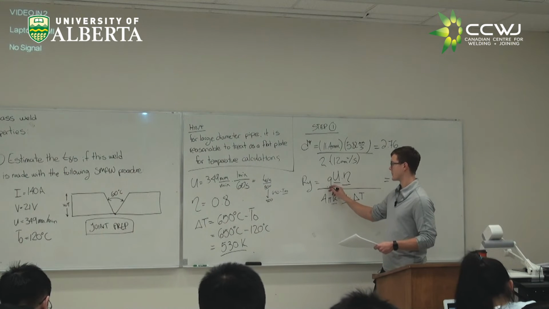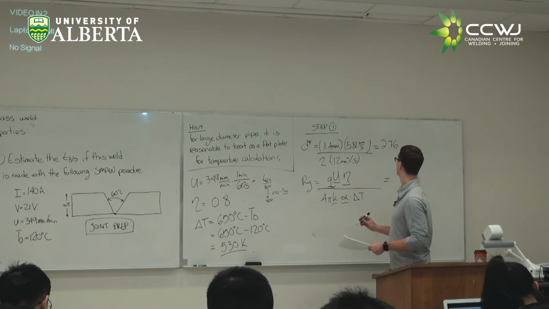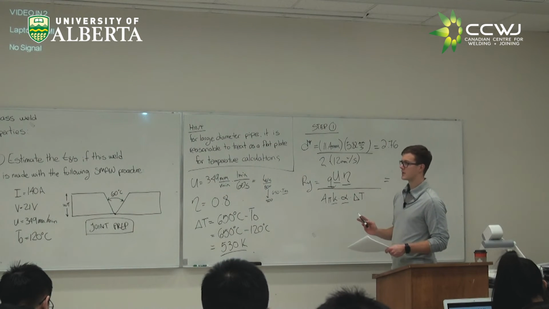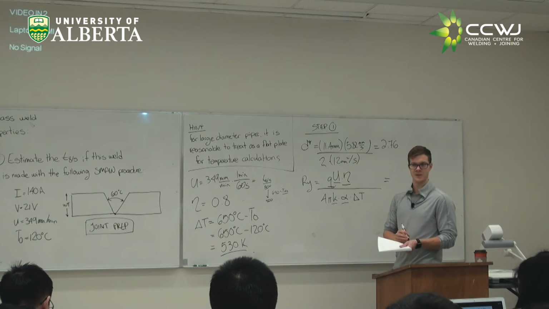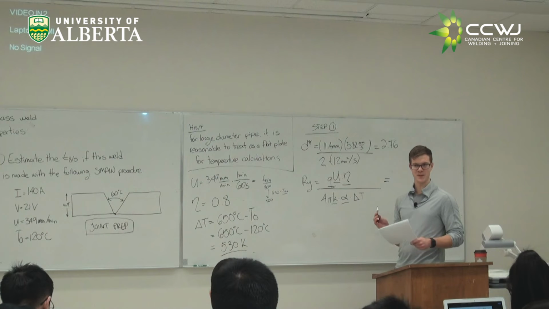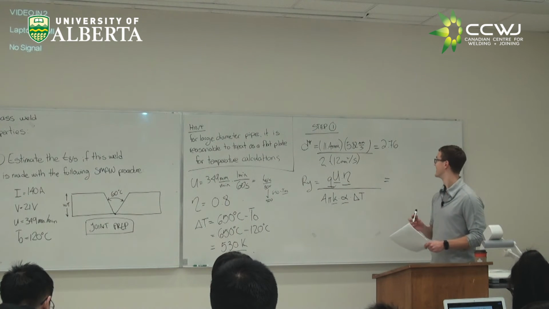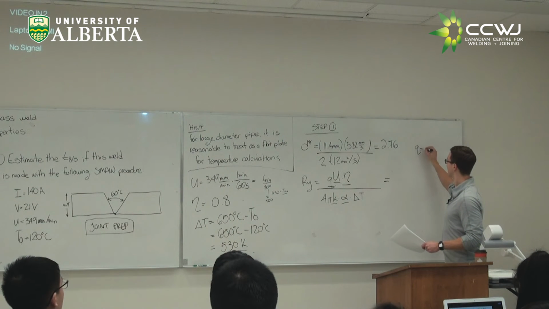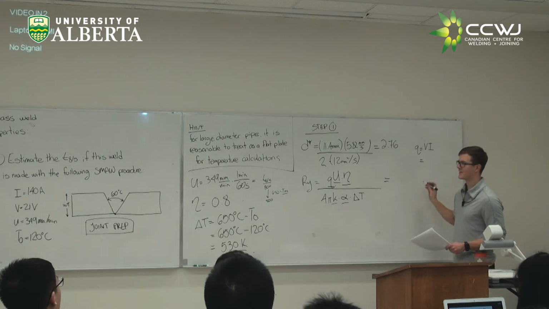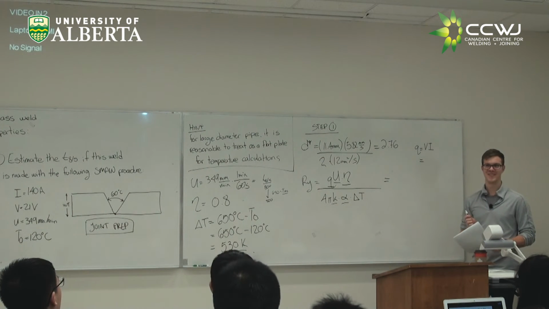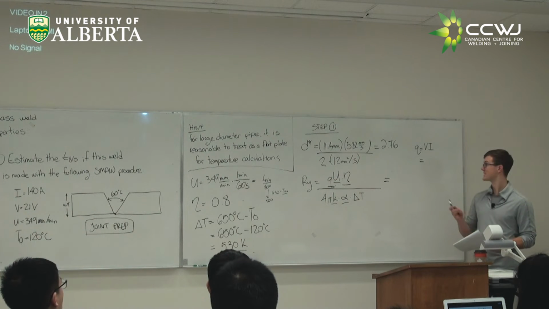So we got one more parameter we're missing here, which is Q. So we were given the voltage, the current, and the travel speed. Anyone have any thoughts on how we would calculate Q from that? Voltage times current. Any other thoughts? No? Well, this is going to give us the right units.